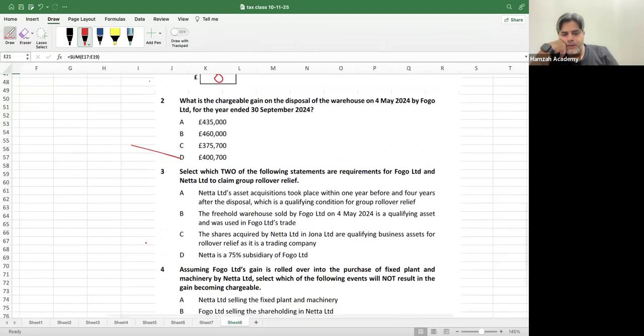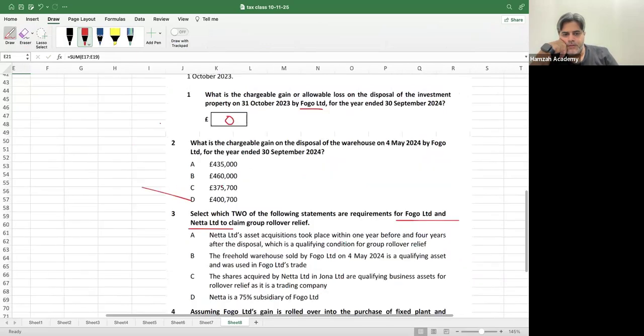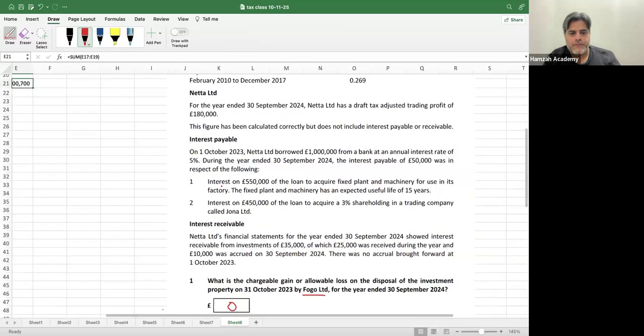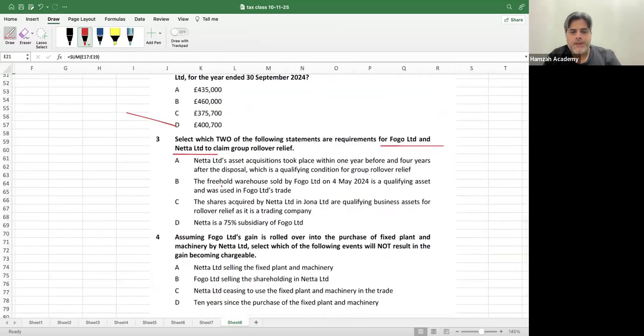Okay, slide 2. Which of the following statements are the requirements for Fogo Limited and Nita Limited to claim the group rollover relief? For the year ended, Nita Limited has a draft tax adjusted trading profit of 180. This has been calculated correctly, but does not include the interest payable or receivable over here. Nita Limited's asset acquisition took place within 1 year before and 4 years after the disposal, which is a qualifying condition for a group rollover relief. Asset acquisition took place 1 year before.